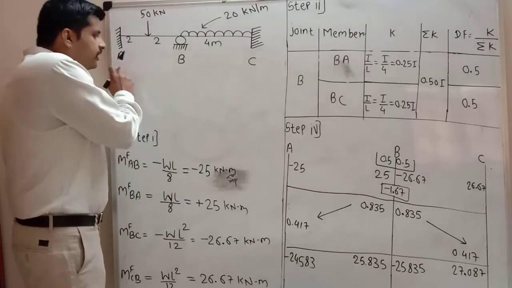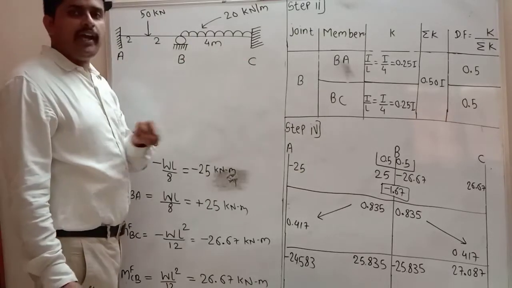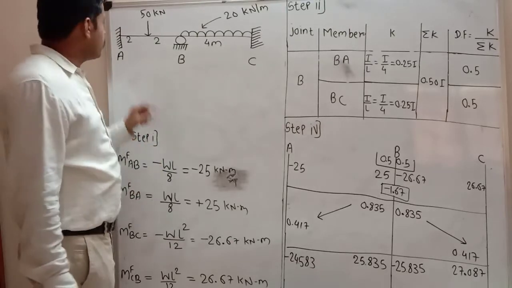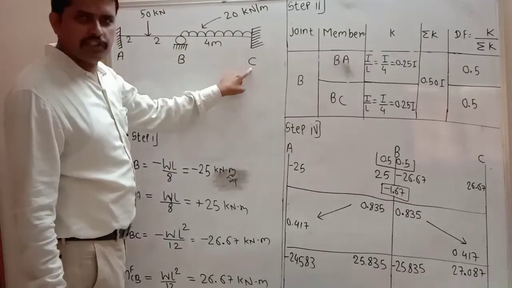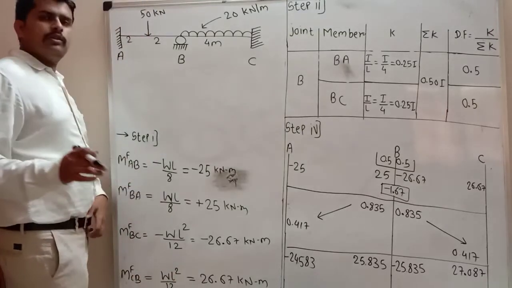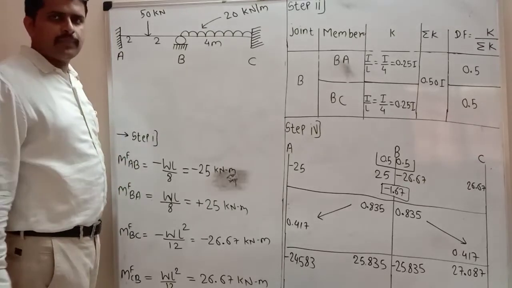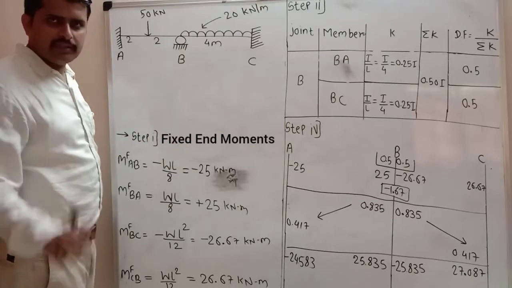So, in the given problem, two ends are fixed ends. That is, support A is a fixed support, and support C is also a fixed support. So, we will require 4 steps to solve the problem. Step number 1 is fixed end moments.